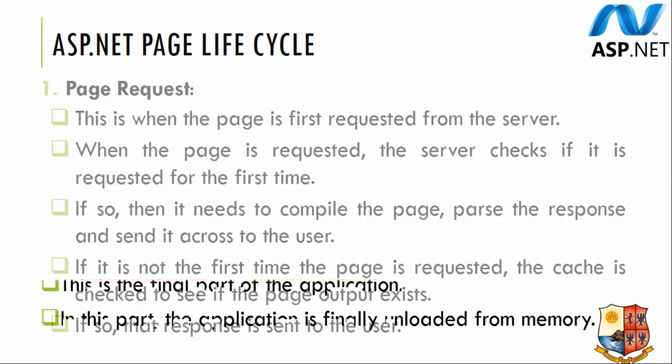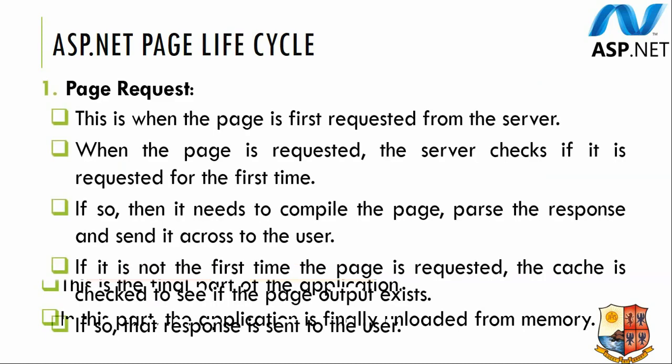Let's do that. What happens when you click on page request? It is when the page is requested for the first time from the server. Please note, first requested from the server. When the page is requested, the server checks if it is requested for the first time. I want you to understand this is not for an application, this is just for a single page. Now remember, whatever I'm going to tell in the next few slides is going to happen just like that.